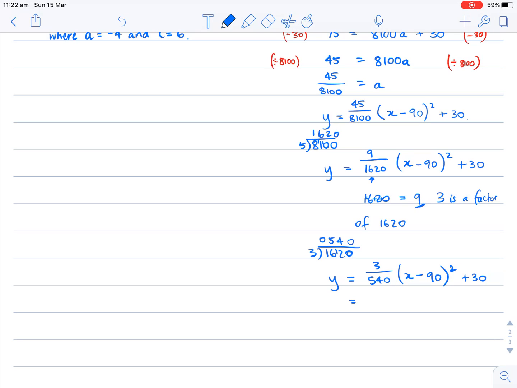And then 3 goes into both of them as well. Well, let's actually do it while I'm at it. My brain's hurting at the moment, so I'm going to do it the long way. 3 goes into 540 there once with 2 left over, 18 times. So finally, I can say that it's 1 over 18 bracket x minus 90 squared plus 30. And that is my final rule.